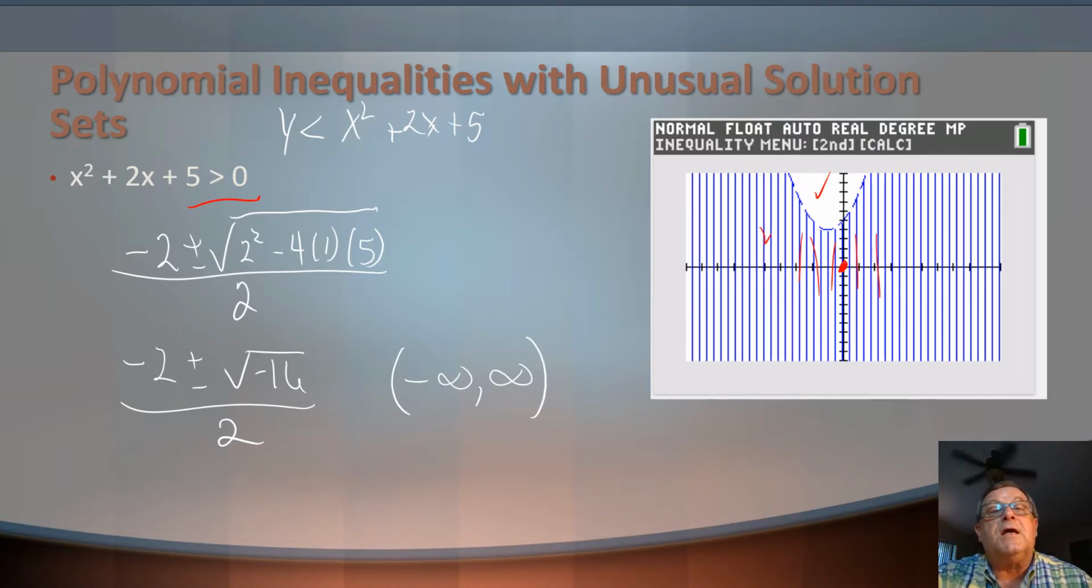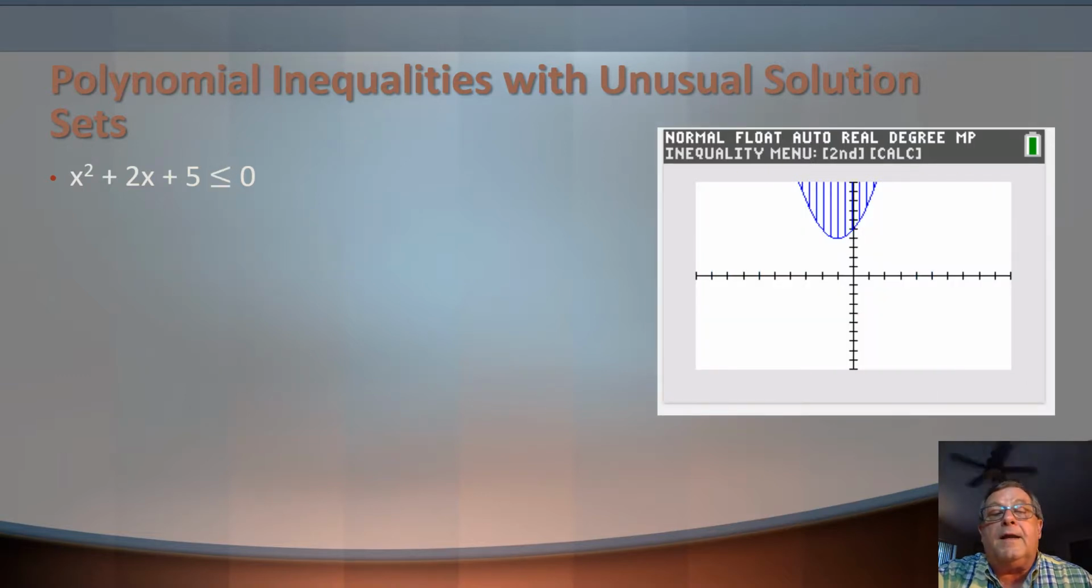Now let's look at this same function, but this time we're going to see where it is less than or equal to 0. And again, I've already graphed it. I've got the same two regions: outside the parabola and inside the parabola.